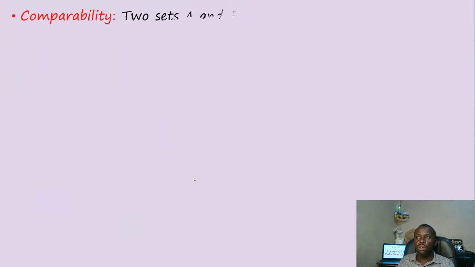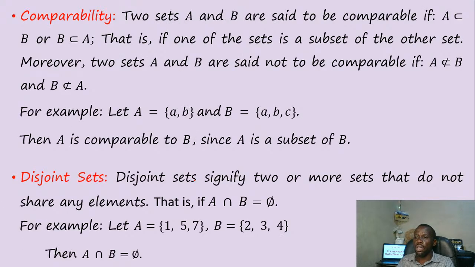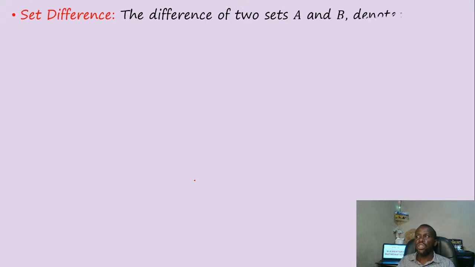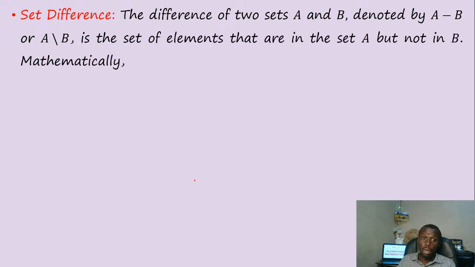Let's talk about, oh, sorry, I think that is another one. Set difference. The difference of two sets A and B, denoted by A minus B or A slash B, is the set of elements that are in the set A but not in B. Please, all these terminologies, we are going to make use of them when we do some examples. So that's why I'm trying to explain this one further.